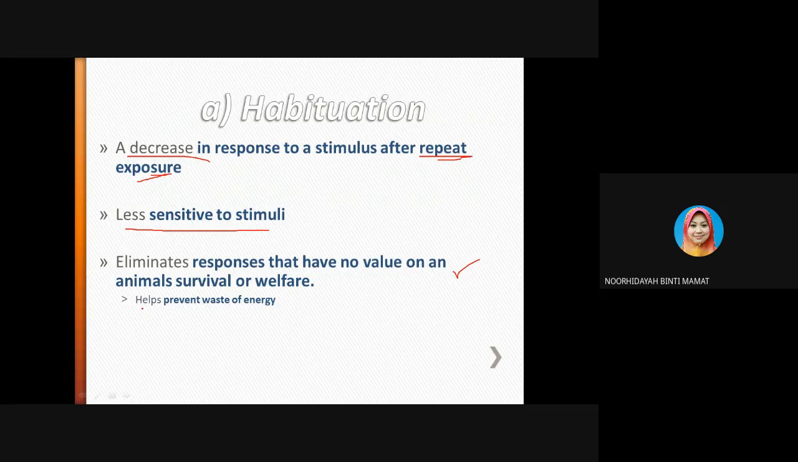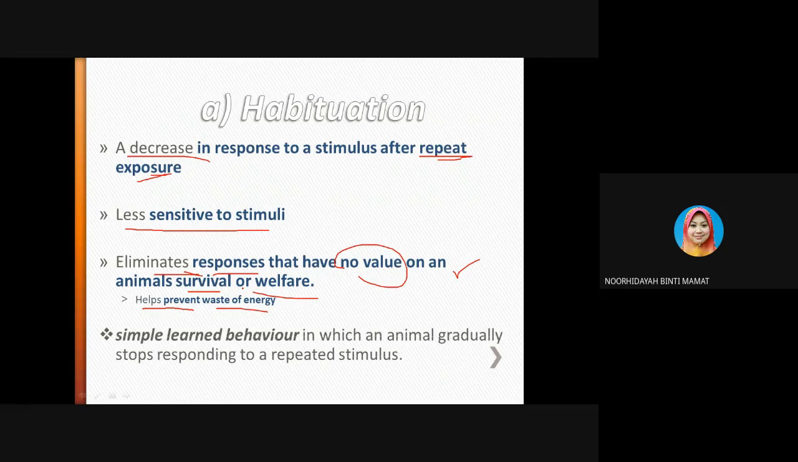So, this behavior helps prevent waste of energy because it eliminates responses that have no value for the animal's survival or welfare. So this will help to prevent waste of energy. All right. Habituation is a simple learned behavior in which an animal gradually stops responding to a repeated stimulus.